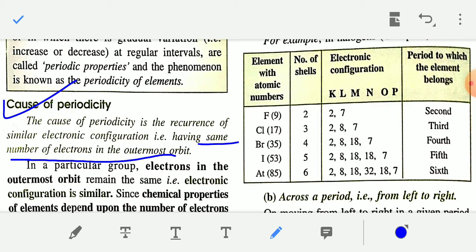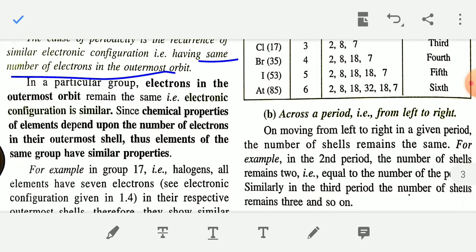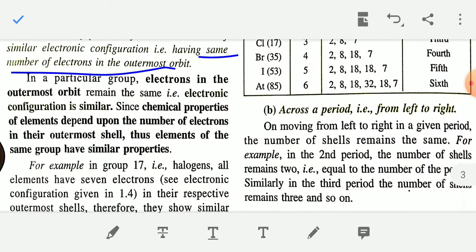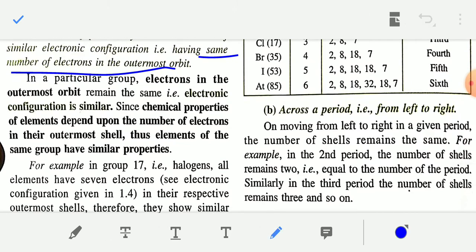shell. And you know that in a particular group, electrons in the outermost shell remain the same. That is, the outermost electronic configuration in a particular group is similar.